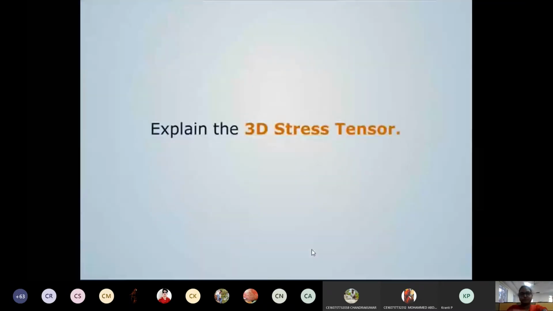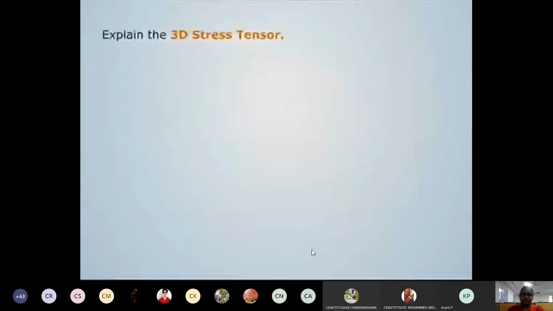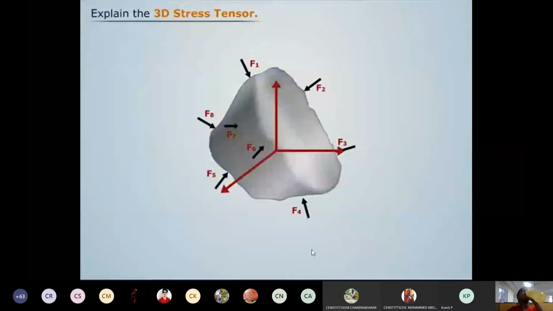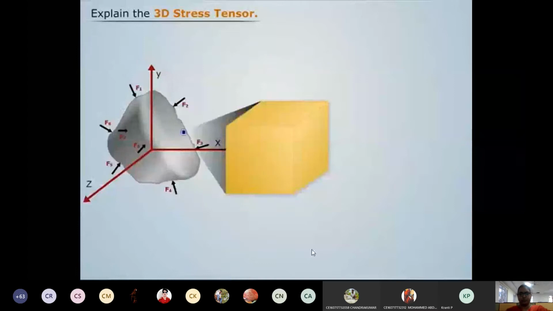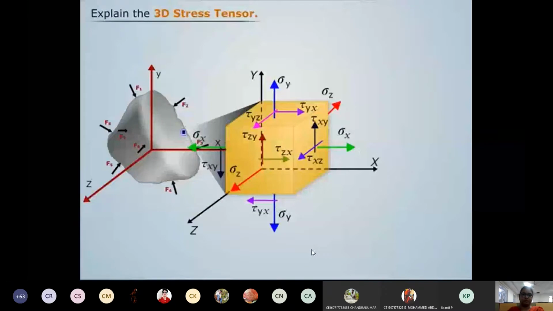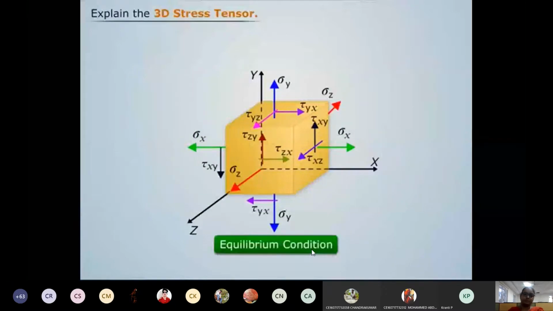Explain the three-dimensional stress tensor. In order to understand what a three-dimensional stress tensor is, consider an arbitrary body subjected to different forces. Due to these forces, stresses get induced in the body in all the three dimensions. Let us consider an infinitesimal stress element which shows the state of stress at a point in the given stressed body. Assume that the stress element is in equilibrium.